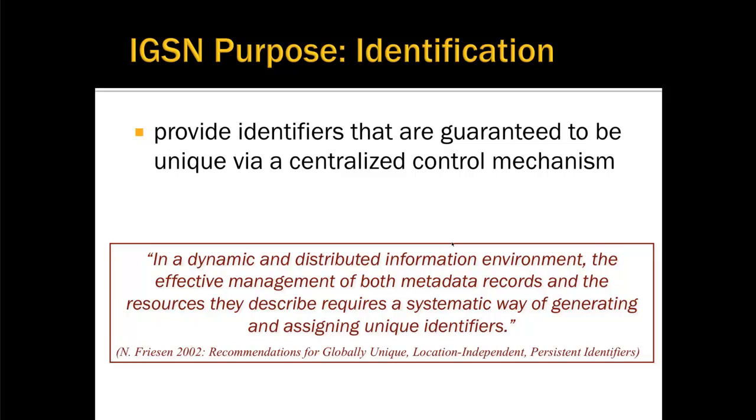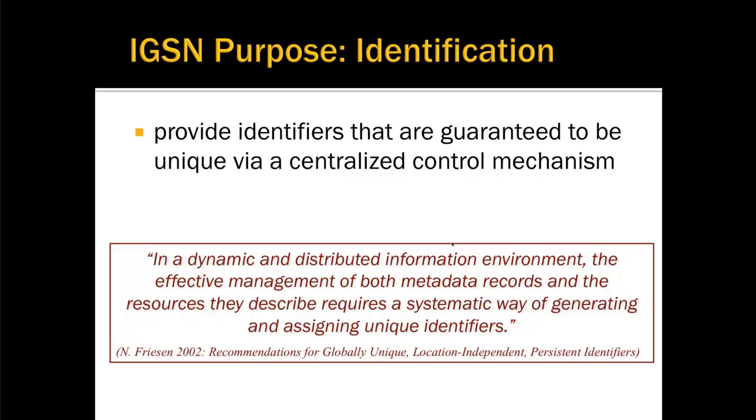So we started to create the IGSN, or International Geo Sample Number, with 2 purposes. One is to provide identifiers that are guaranteed to be globally unique via a centralized control mechanism. And I've put down a citation from a paper by Frissen on recommendations for globally unique identifiers, really emphasizing that in our information environments now, it is really relevant to generate and assign unique identifiers to manage resources properly.